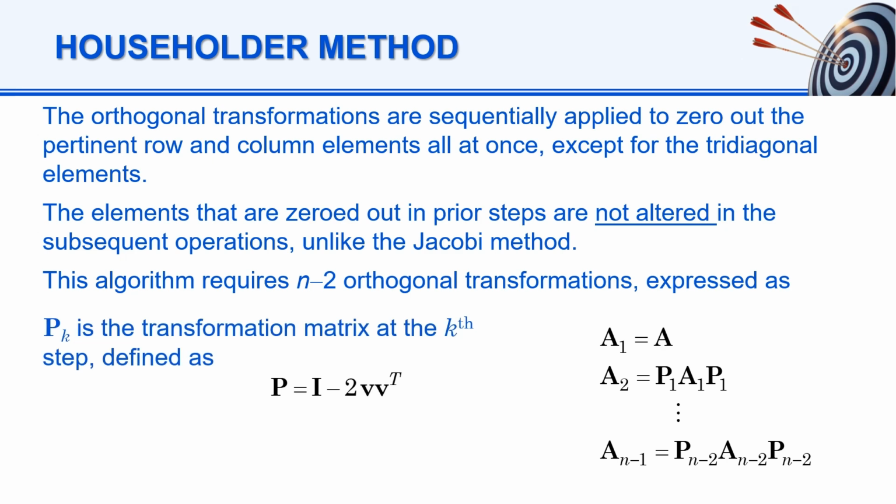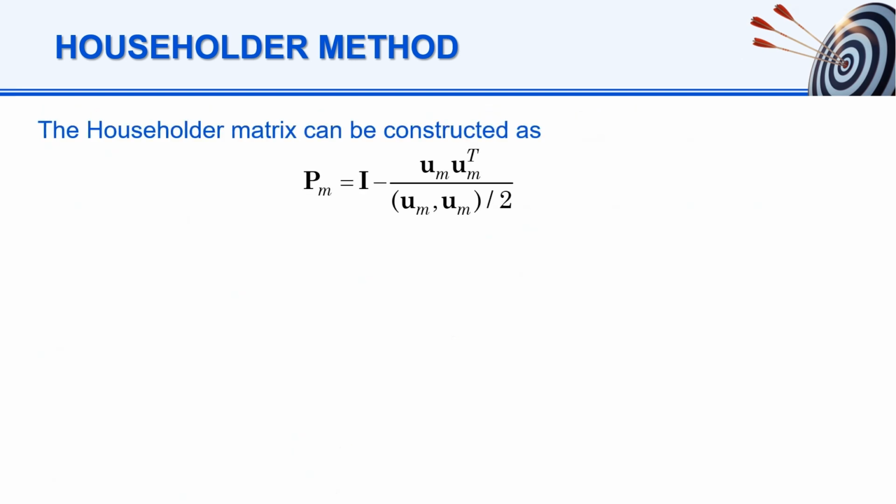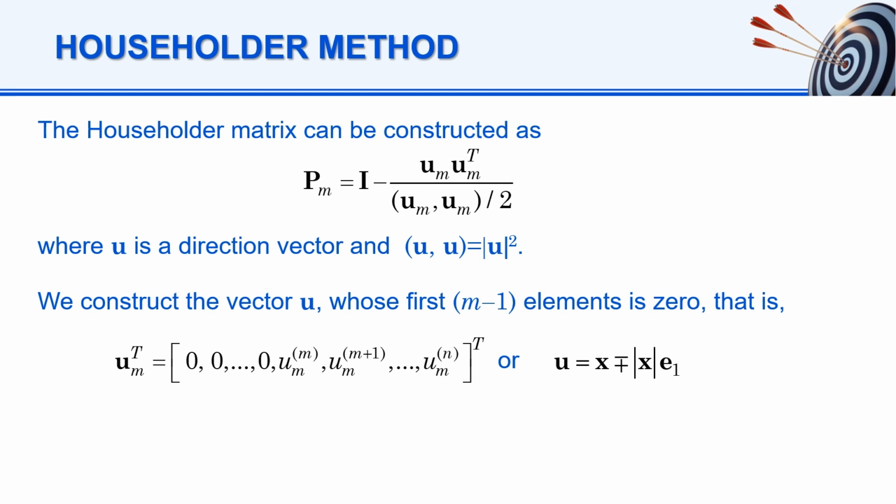The matrix P sub k is the transformation matrix at the kth step, defined as given, and it is called the Householder matrix, which is symmetric and orthogonal, and the vector v is a unit vector. The Householder matrix can be constructed as follows, where u is a direction vector and its dot product is the magnitude squared. We construct the vector u, whose first m-1 elements are 0, that is, explicitly shown as.